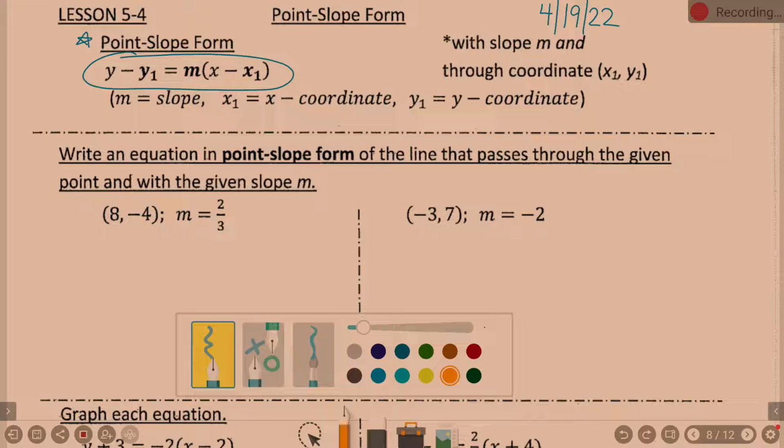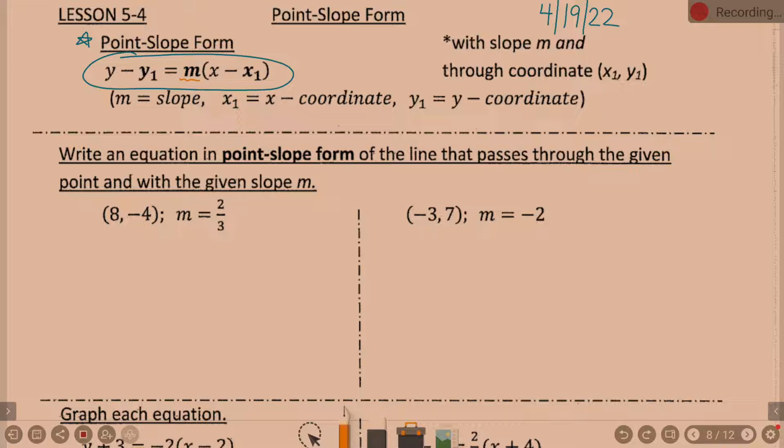So, in point slope form, you have to be able to find and fill in m. What's m stand for? Multiply. No. Slope. Multiplication. Robbie answers with slope.